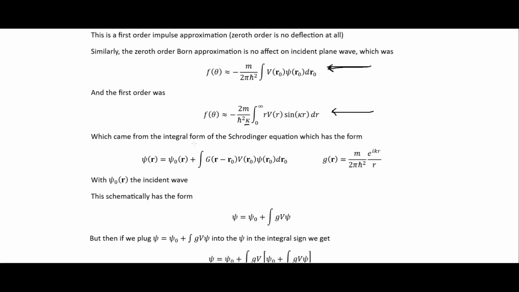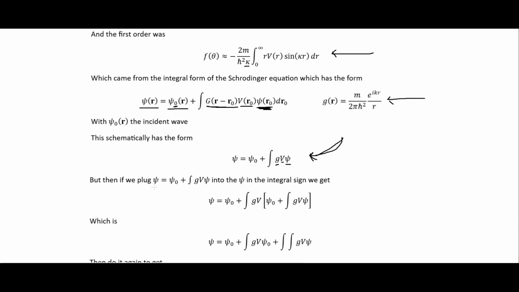So these came from the integral form of the Schrodinger equation, which, remember, we had our Green's function here, which is in our integral right there, where this is the incident wave. So schematically, this looks kind of like this, because we have this Green's function here, we have this potential term right here, and then we have our psi right here. Or no, that's not the incident wave, because the incident wave is psi sub-zero right there. So this is just the same function as this right here, and so it has sort of schematically this form.